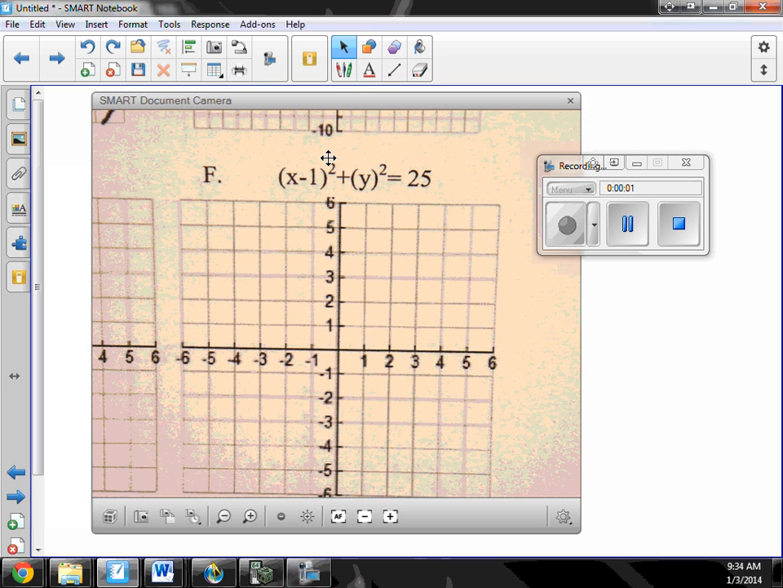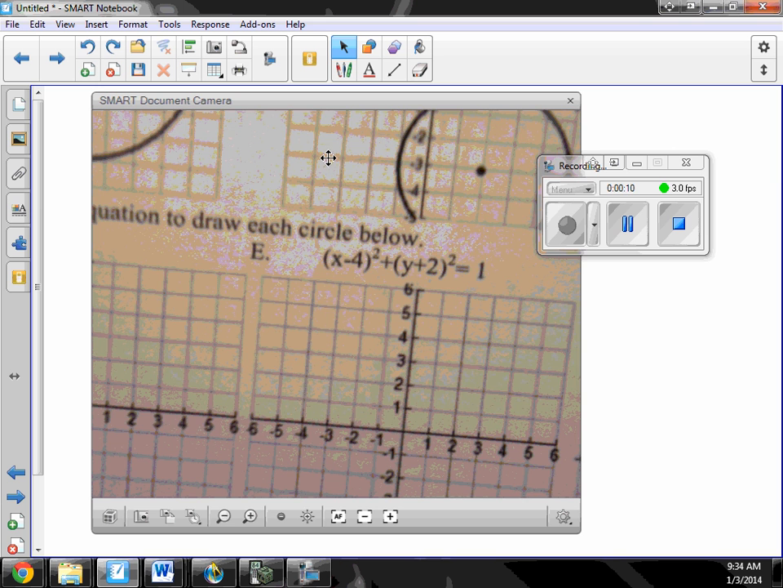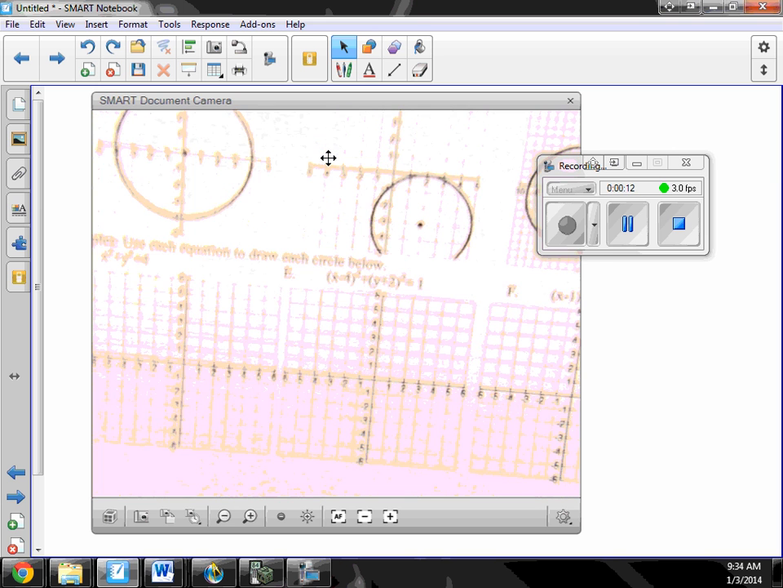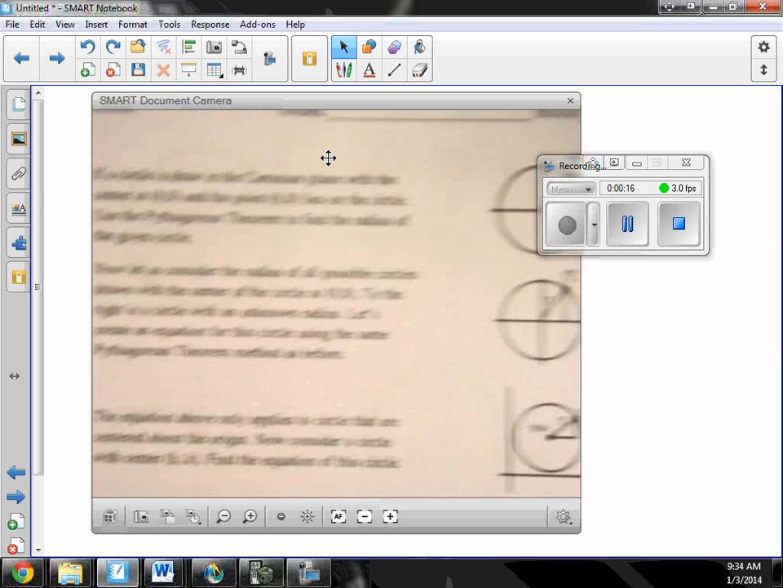Yesterday we talked about all the four different conic sections. We worked a little bit on circles, and then we did some stuff on ellipses. Today we're going to focus on circles, which really is the easiest conic section to deal with.